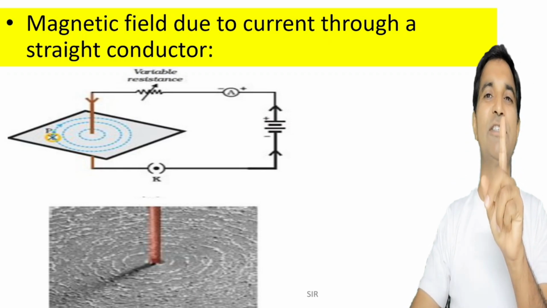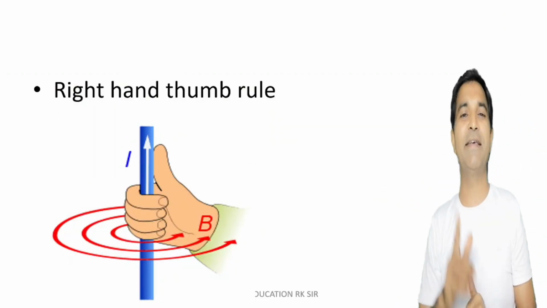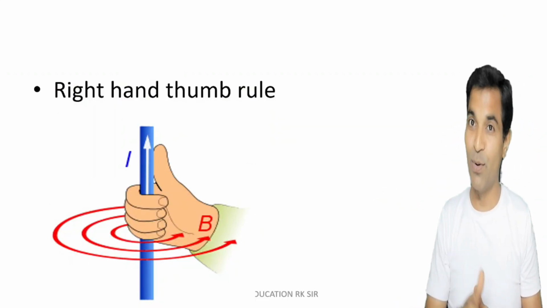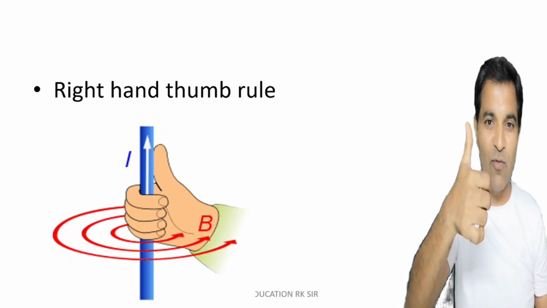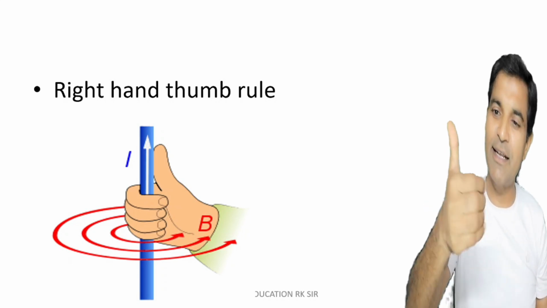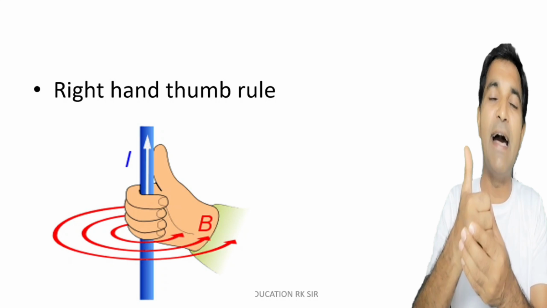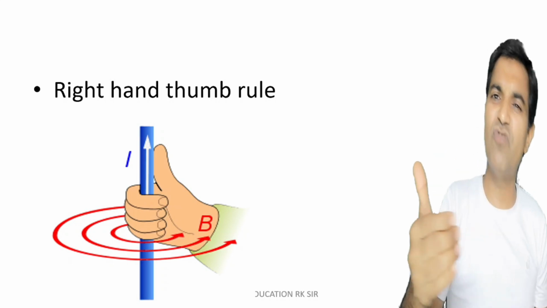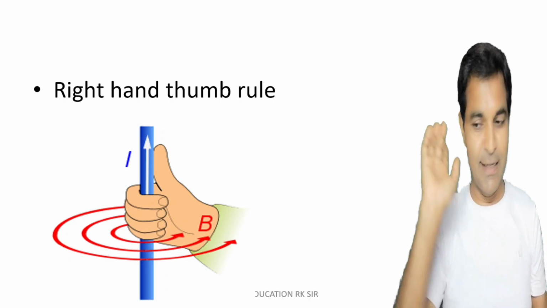This was our study number 1 in previous videos, and it was known as the right hand thumb rule. The thumb represents the direction of current, and the circling fingers represent the direction of the magnetic field which will be induced in a circular way around that conductor.